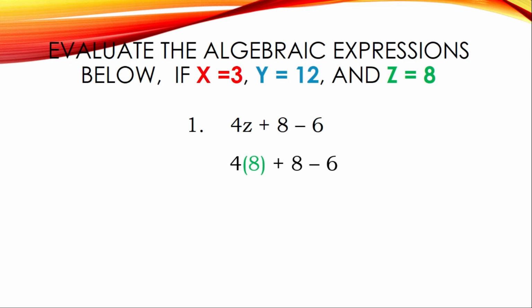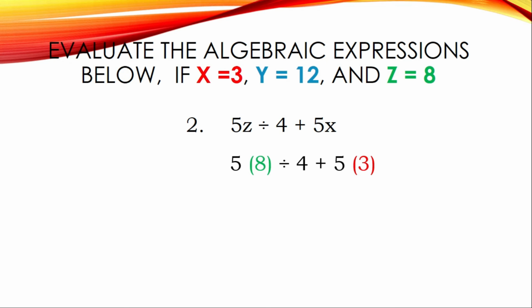Unahin muna natin yung multiplication. So, yan. 4 times 8 is 32 plus 8 minus 6. And then, addition. And then, subtract. Finally, your answer is 32. Next example. Number 2. 5z divided by 4 plus 5x. So, the first thing we need to do is to substitute the values of z and x. So, yung z ay 8, yung x ay 3.